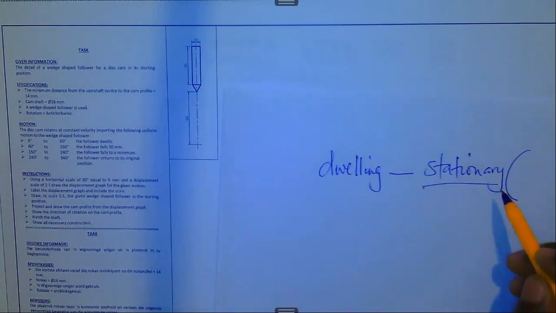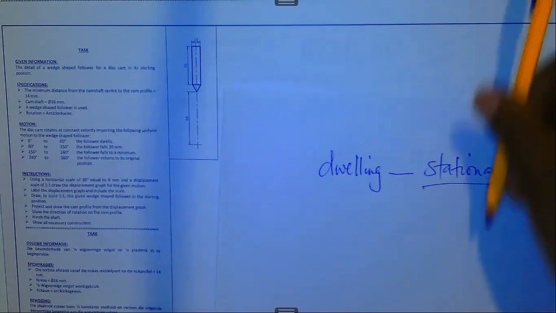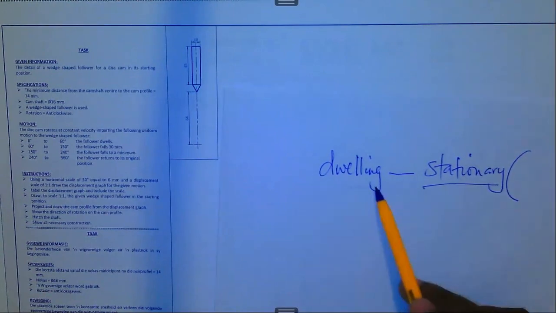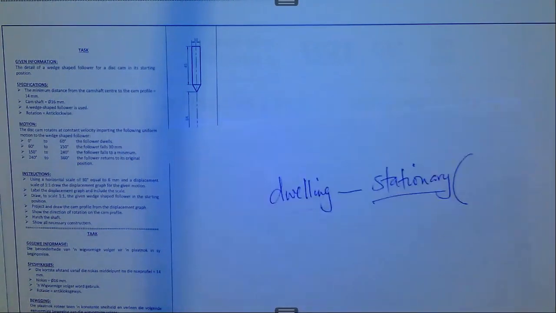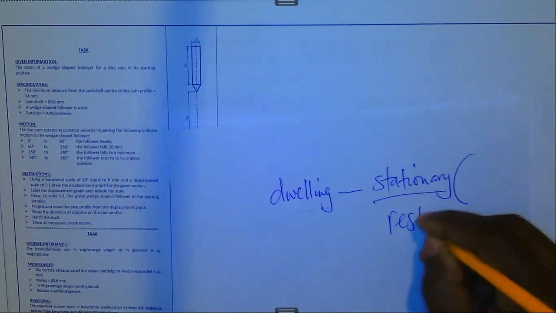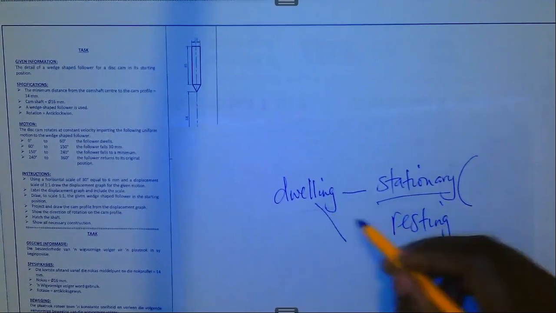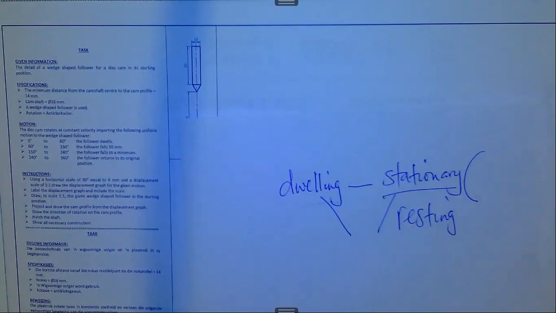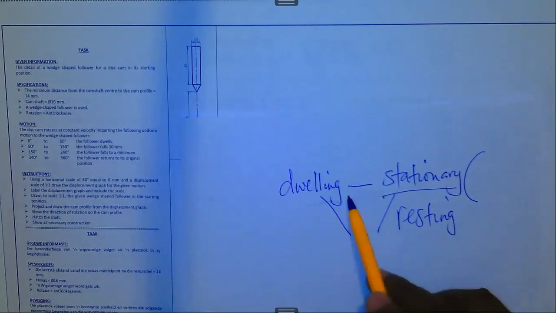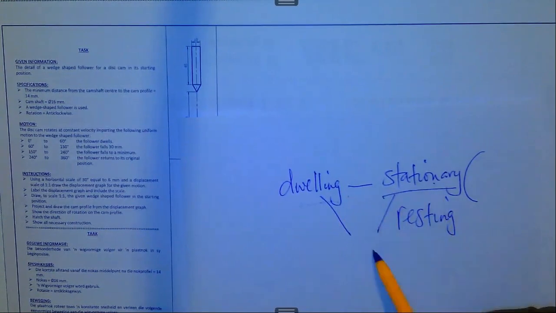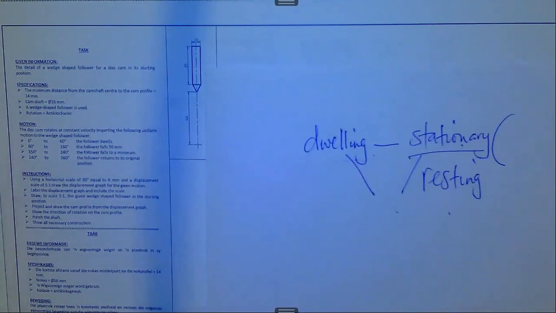So that way it is said to be stationary. Stationary means that it is not moving up or down. The other term that can be used is dwelling, or it can also be said it is resting. So these are the three terms that can be used to describe one thing: it is dwelling, it is stationary, it is resting. It means that the follower is not rising, it is not falling, it is maintaining the same height. So I want you to take note of that.